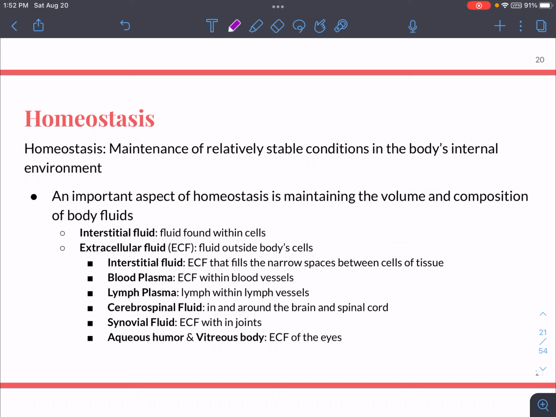There's synovial fluid. So in joints, like in your fingers, in your back, in your knees, there's fluid in those joints to help them move freely. There's also aqueous humor and vitreous body of the eyes. The vitreous body is in the posterior part of your eye, and that helps maintain the shape of the eyeball. The aqueous humor is in the front part of your eye. We'll learn more about that when we get to special senses. But those help to kind of maintain and keep the shape of your eye.